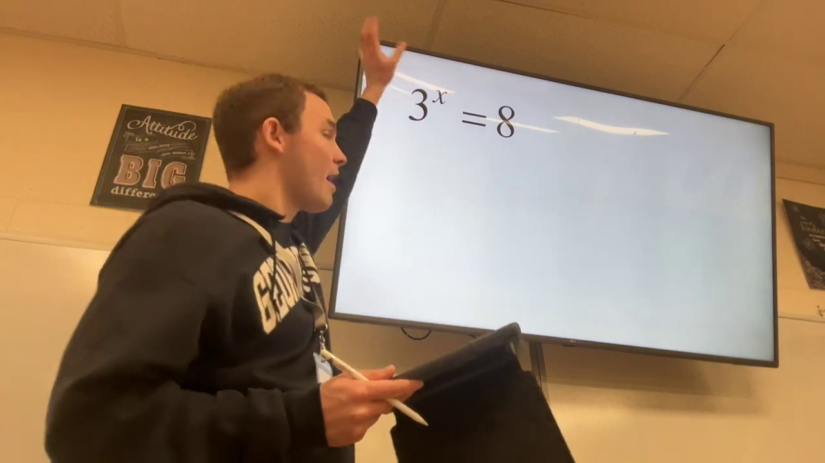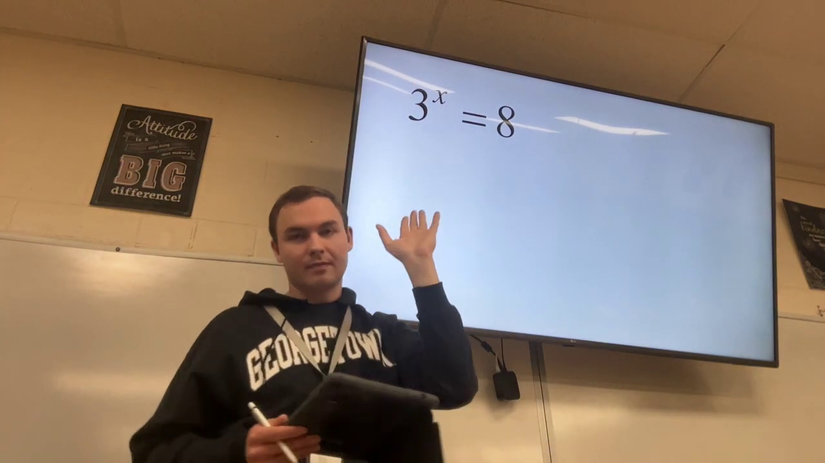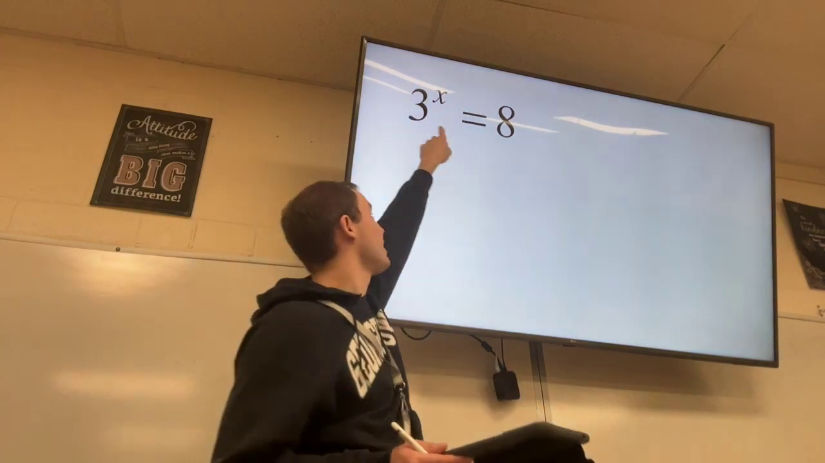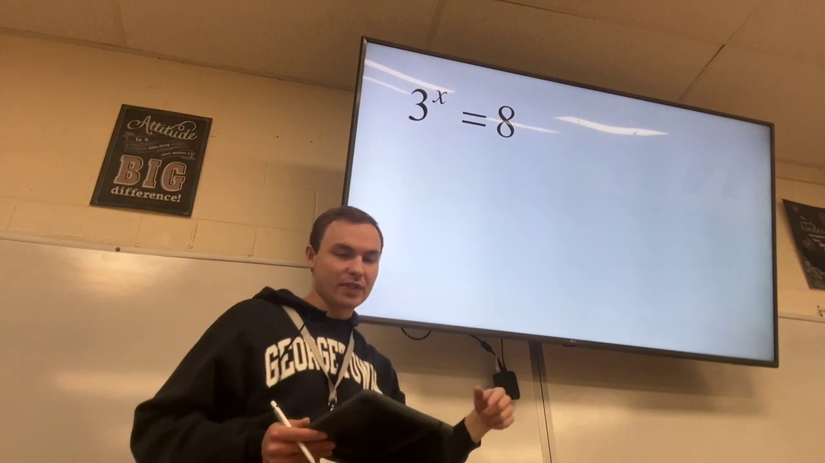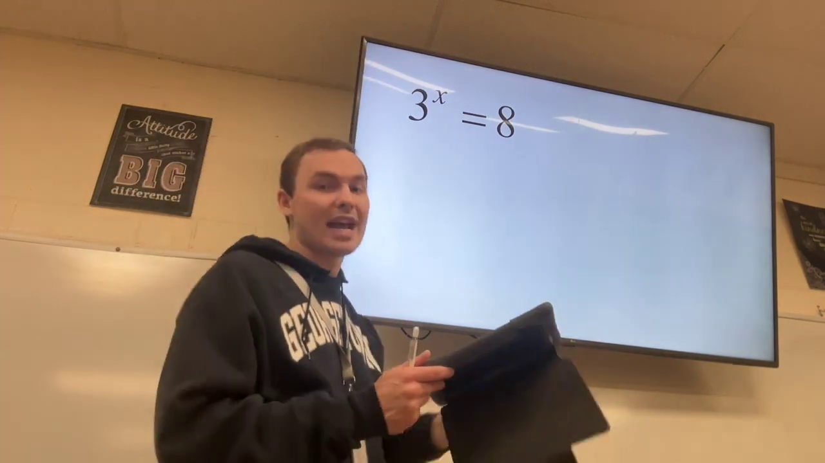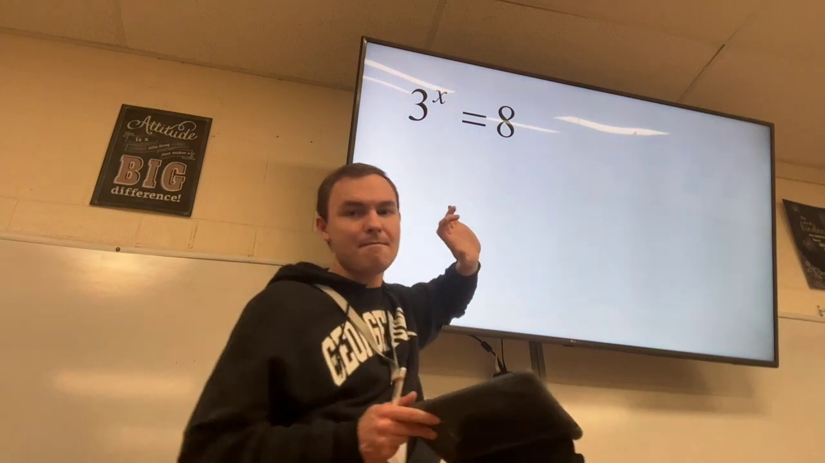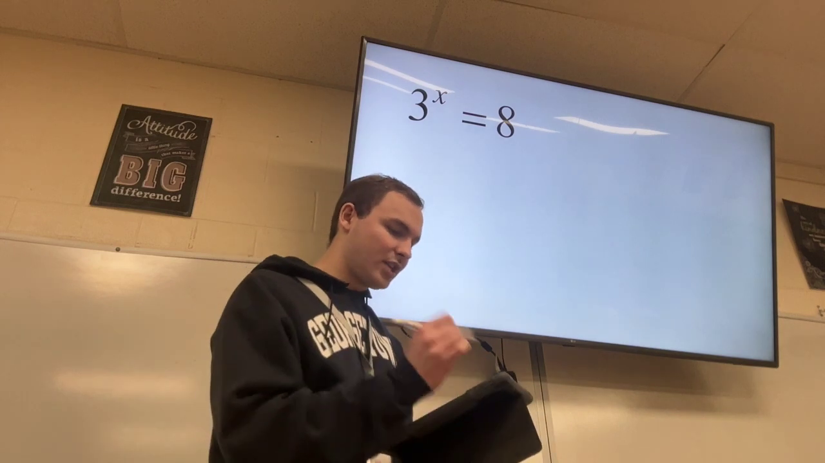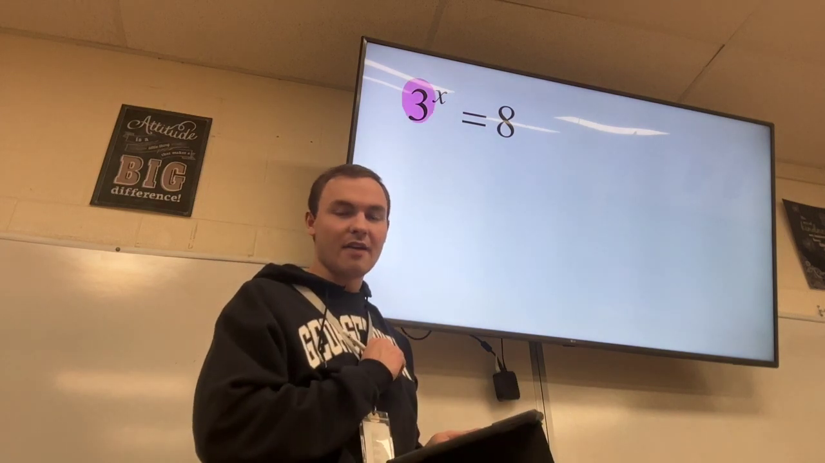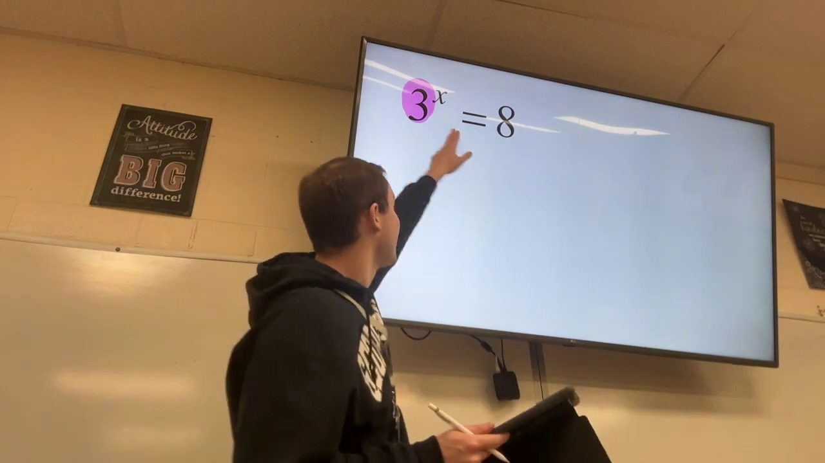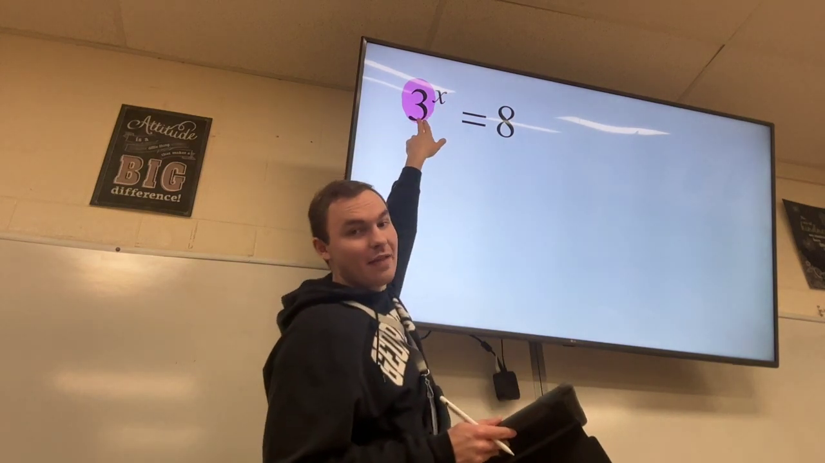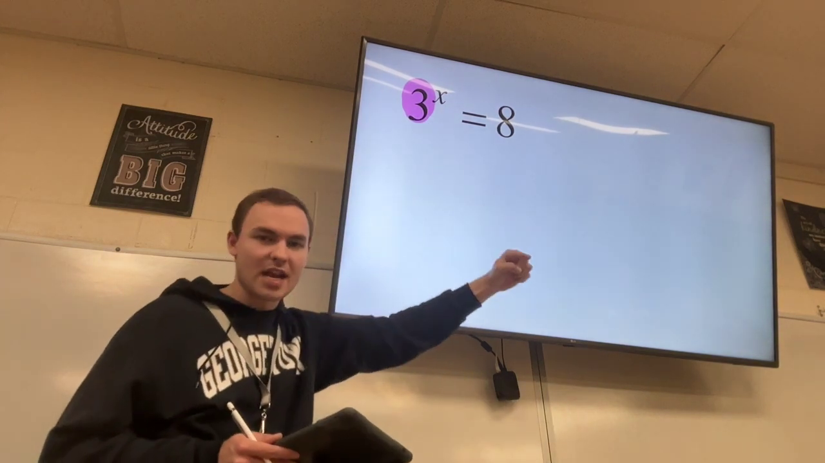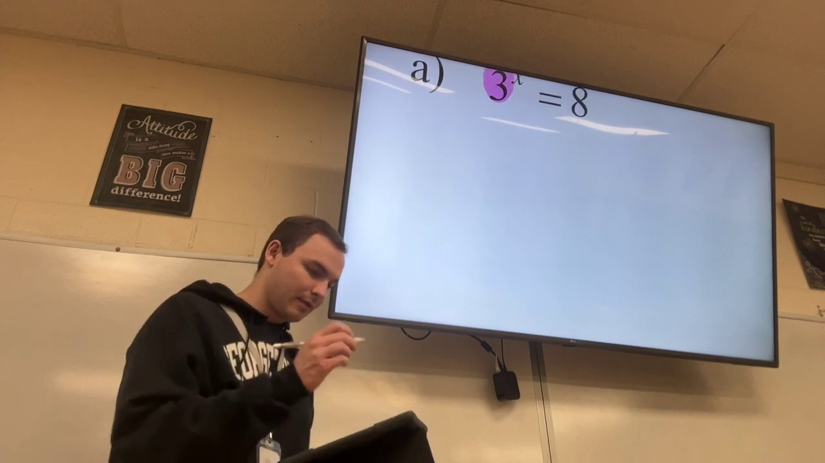So pay attention. Whenever your variable is in the exponent, I have 3 raised to the x equals 8. Whenever the variable is in the exponent and I can't get my two bases to be the same, I have to use a logarithm, okay? What I do is I look at the base of the exponent where x is. So x is on the exponent on the left side. The number that's not the exponent, that's the base. The base is 3. I'm going to do a log base 3 on both sides of this equation, okay?